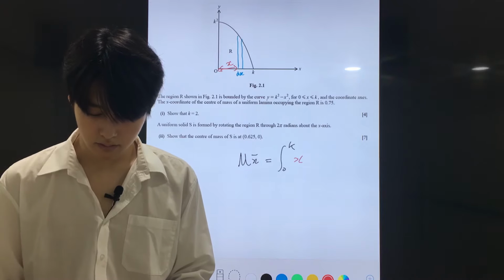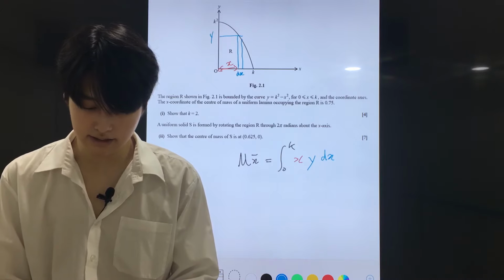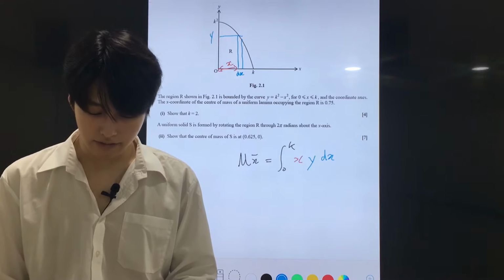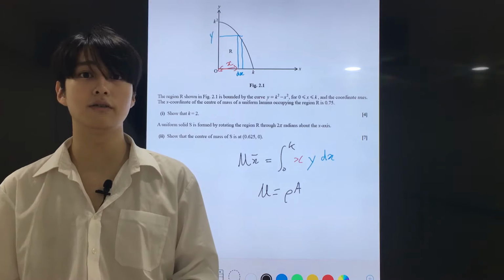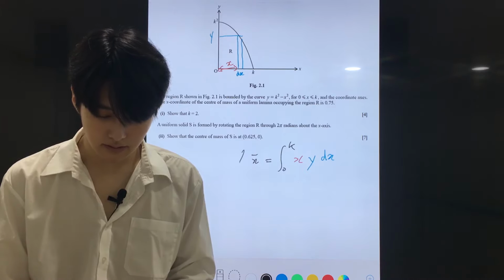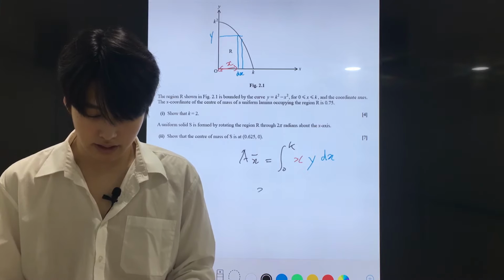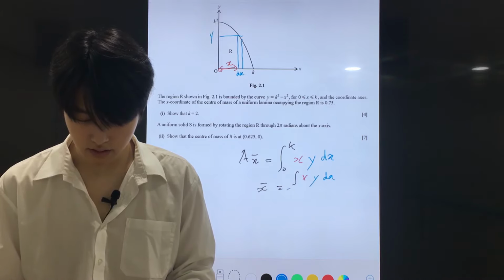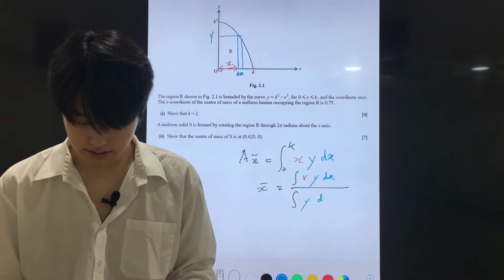That's the moment of the total lamina, and then we compare that to the integral from 0 to k of x y dx, because the area is going to have height y and a thickness dx. That's the small area, and then taking moment and then summing it up from 0 to k. Now, the mass is rho A, but we're not going to consider rho because it's all uniform, so we're going to consider A. The area is actually just the integral of y dx over 0 to k. So x bar is just going to be equal to the integral of x y dx over the integral of y dx.